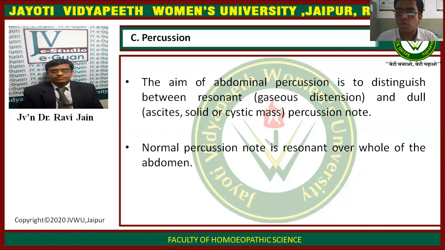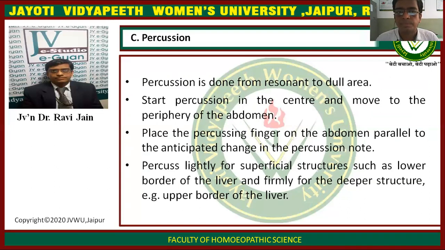Then the normal percussion note is resonant over the whole of the abdomen. But if there is any abnormality, it can be percussed and reached at a particular conclusion. In case of abdominal mass, the percussion note will be dull because of the solid, hard surface. Percussion is always done from the resonant area to the dull area. Always start the percussion from the center of the abdomen and move to the sides or flank, the periphery of the abdomen.